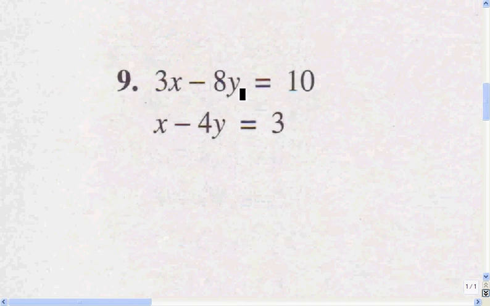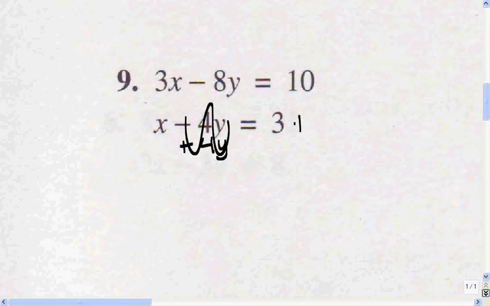Here I'm going to use substitution. I could use addition or substitution. Well, here I'm going to use substitution. I'm going to add 4y to this side to get x by itself. Now I'm going to add 4y to this side. So now I have x by itself. X equals 3 plus 4y.